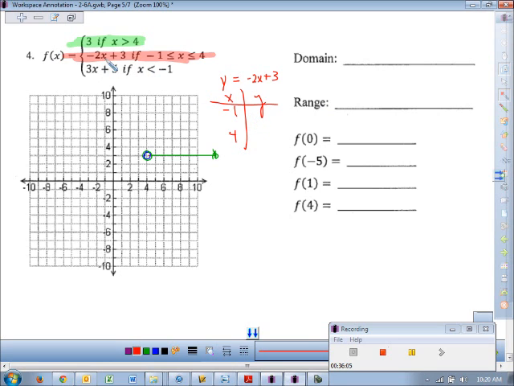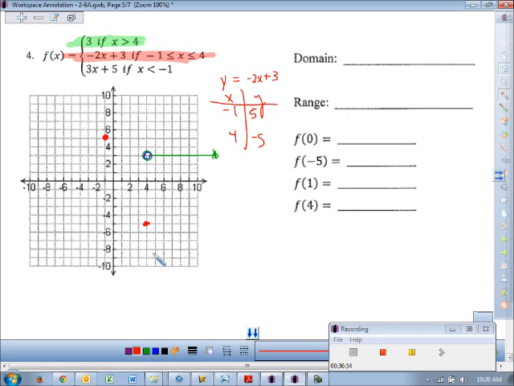X was negative 1. This will turn out to be a positive 2 plus 3 more is a 5, right? And this would be negative 8 plus 3, which is how much? Negative 5. We cool? Let's plot those 2 points. They count or not count? Count, so solid dots. Negative 1, 5. 4, negative 5.